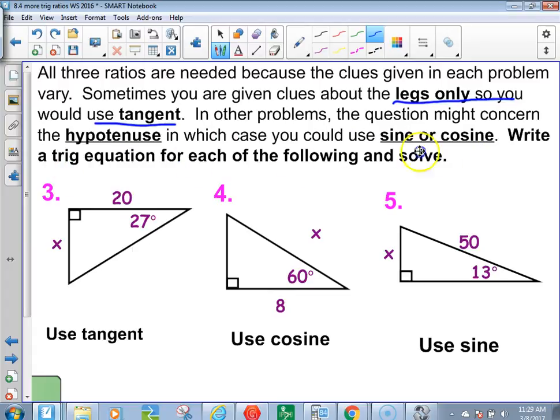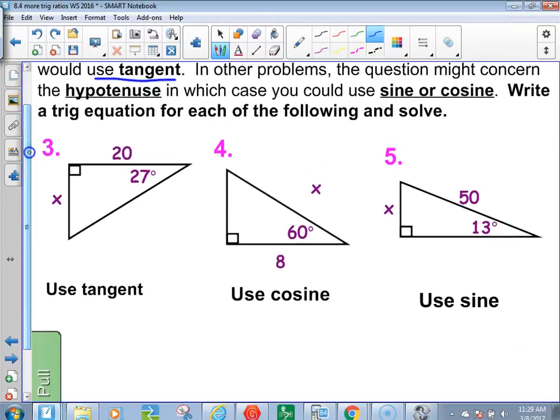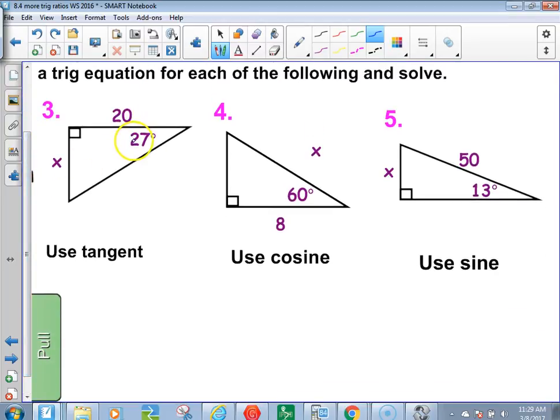Write a trig equation for each of the following and solve. Now, these have already been given hints. It tells you what to use. So what I'd like to do, I'm going to just do 1, 2, 3 of these, and then I'm going to move further into the packet.